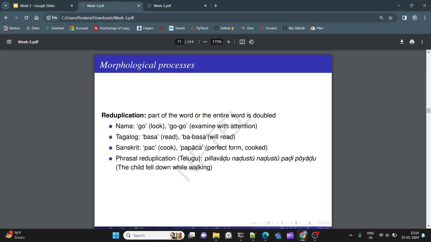Reduplication. So reduplication is observed in many Indian languages. However, it's not that common in English, but it is quite frequently observed in Indian languages.